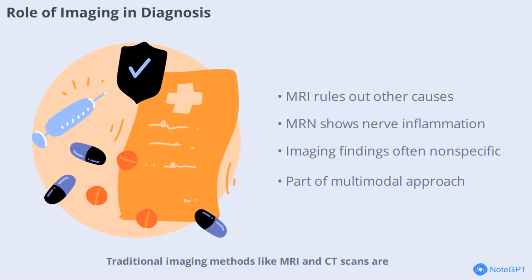Additional imaging methods like MRI and CT scans are often used to rule out other causes of pain, such as lumbar disc herniation or facet arthritis. However, these techniques are not always effective in directly identifying piriformis syndrome, as findings can be nonspecific. Advanced imaging such as magnetic resonance neurography (MRN) offers more promise by visualizing nerve inflammation and structural changes. Still, even MRN has limitations in sensitivity and specificity, making it just one part of a comprehensive diagnostic approach.